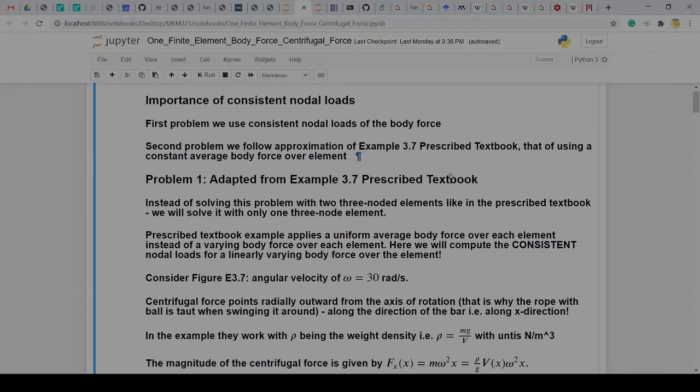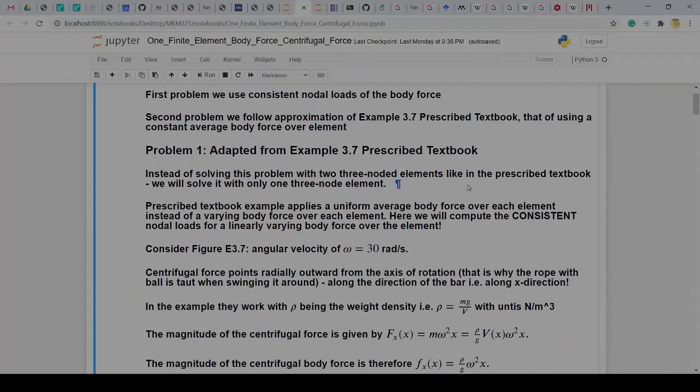Great, so now let's look at this example from 3.7 in the prescribed textbook. What we're going to do is, before we start solving with two 3-noded elements, we're first going to solve it with a single 3-node element, just to make sure we're comfortable with it.